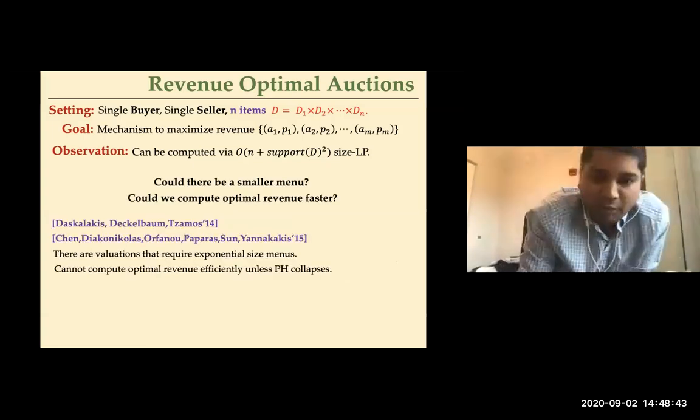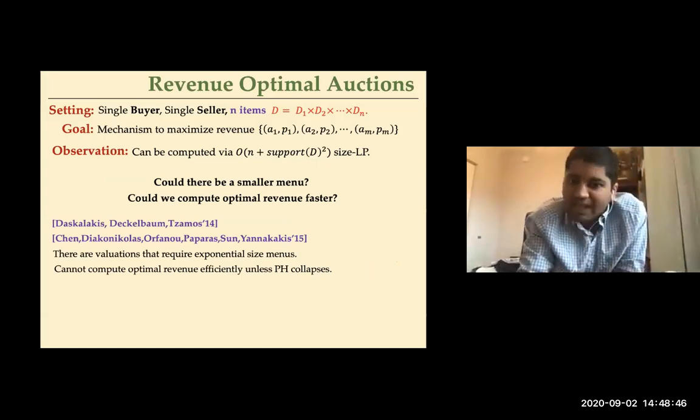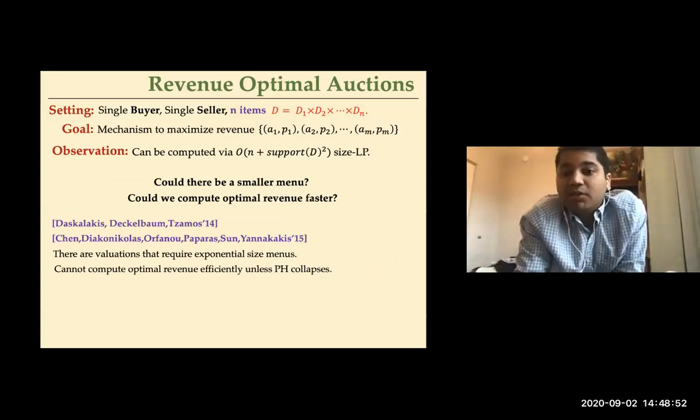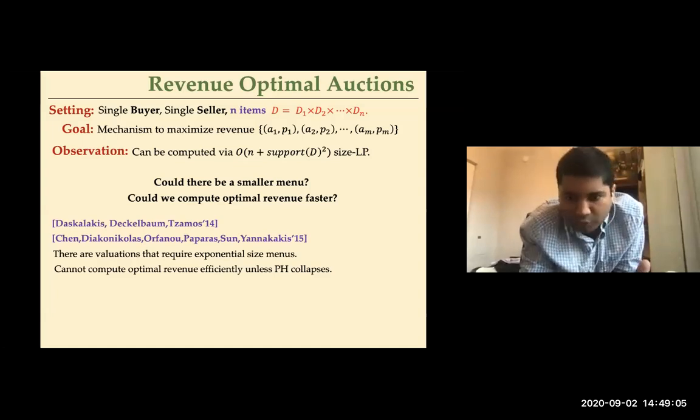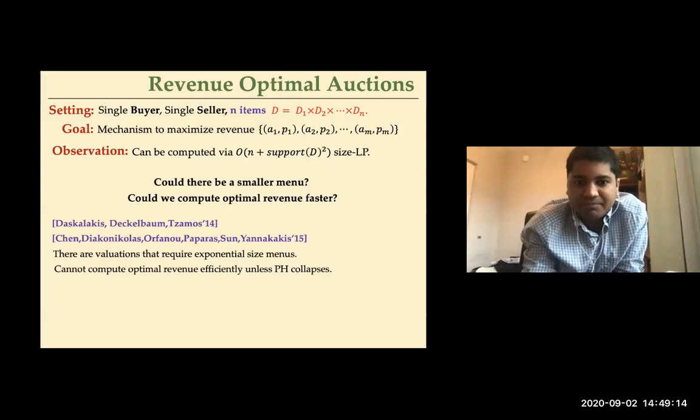The motivating question for this talk is, could there be a smaller menu? Do we really have to spend exponential size? In general, can we somehow compute at least the value of the optimal revenue efficiently, or faster than exponential time? It turns out that the news is bad for this question. Let me not run through these hardness results, but basically we know that exponential cost in the menu size is necessary, and that we really can't hope to compute the optimal revenue. There are some complexity theoretic barriers to it.